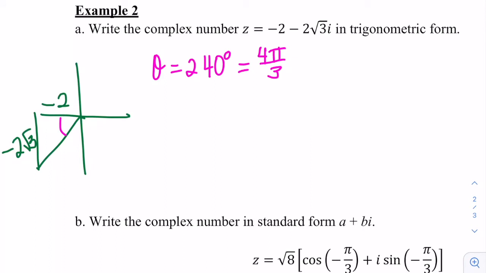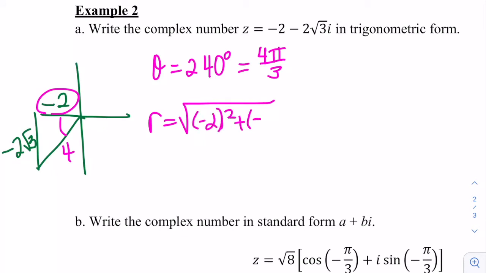So that's the argument. Now if we want to find the radius, we can use the special triangles. We know that this side is 2, so the hypotenuse has to be 4. But to double check, you can always use the distance formula. So that's negative 2 squared plus negative 2 root 3 squared. That's 4 plus 12, so the square root of 16 will be equal to 4, just to confirm.